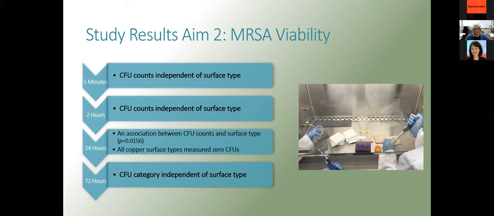So when it says CFU counts were independent of surface type at 5 minutes, basically that's saying that it didn't matter what the surface was, there was a lot of MRSA on it. And it was prolific. And then at 2 hours, it was the same. We chose 2 hours because that's the amount of time that the copper materials are allowed to have on their label, saying that bacteria starts to reduce at 2 hours, or should be reducing. We did not find that, although I have to say that our CFU counts were categorical and not numerical. There were so many of them that we were not able to discern a difference.